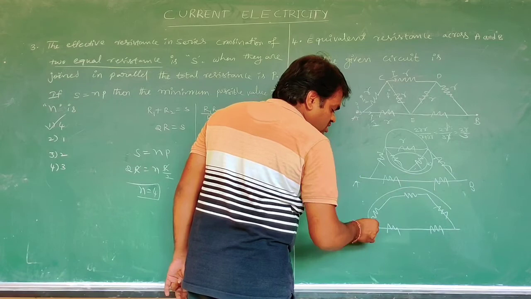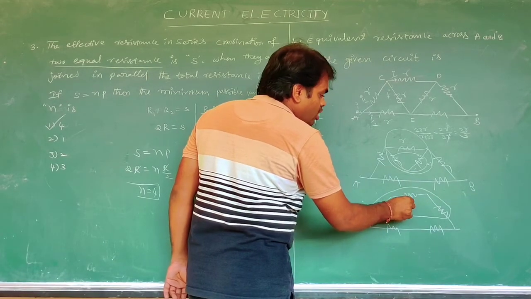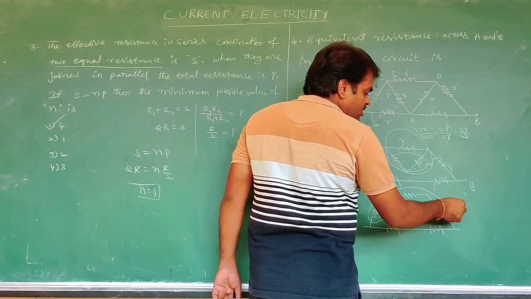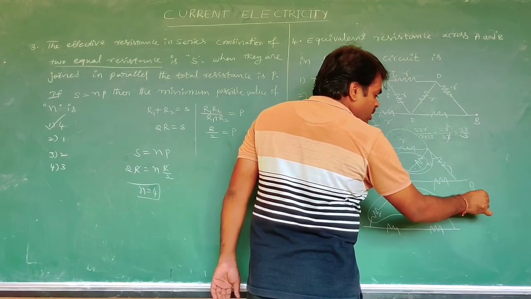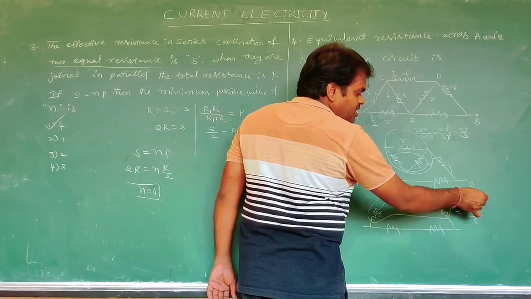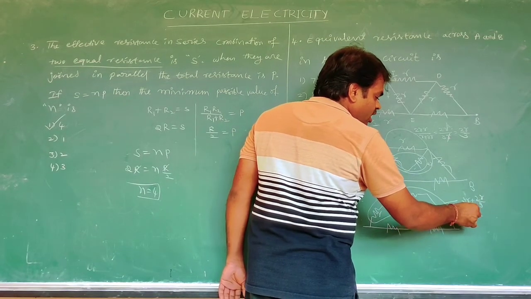This is total series. This is R. This is what we got, 2R by 3. This is R. That what we did here is equal to 2R plus 2R by 3. Then take LCM 3. 6R plus 2R, 8R. 8R by 3.